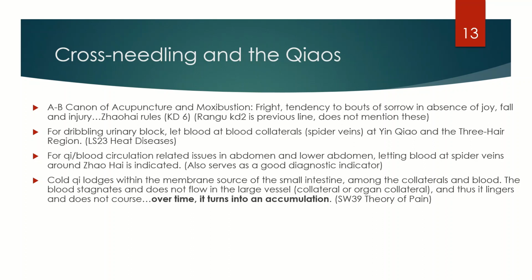And I just wanted to mention, because someone asked, in this line that we talked about just before, where it says cold qi lodges in the membrane source of the small intestine, the blood stagnates and does not flow into the large vessel, and thus it lingers and does not course. Again, it says over time it turns into an accumulation.